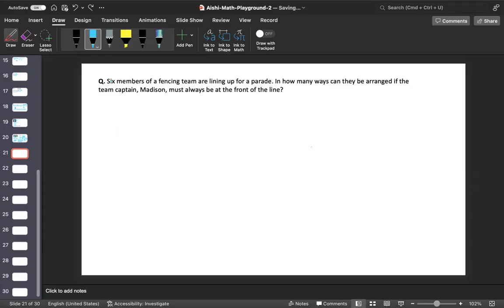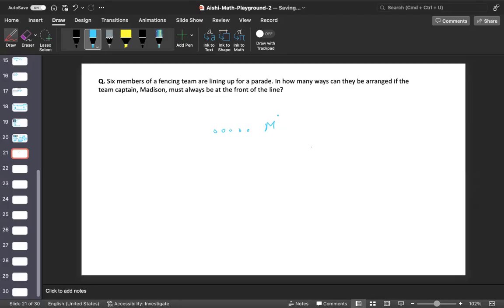So our first question is, 6 members of a fencing team are lining up for a parade. In how many ways can they be arranged if the team captain, Madison, must always be at the front of the line? Okay, so Madison is always at the front of the line. And then we have 5 other people lining up behind Madison.